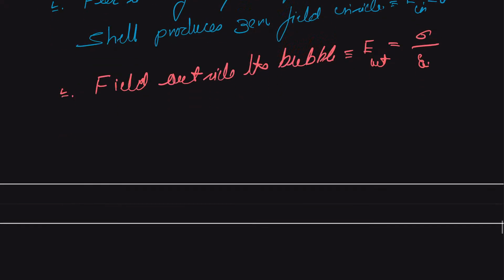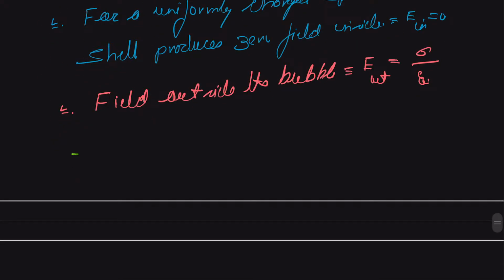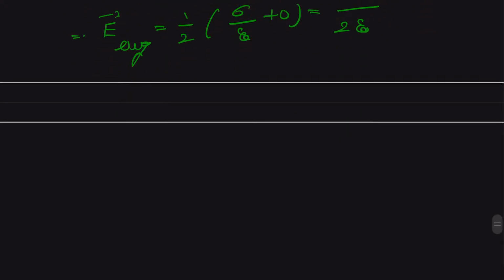Thus we substitute both of these in this particular equation, and we get that our average electric field will be equal to 1 by 2 of sigma upon epsilon naught plus 0, which gives us sigma upon 2 epsilon naught. This is our average electric field that is associated with the soap bubble. And now let us find out what will be the electrical pressure on the bubble surface, which is going to help us to find out the force.